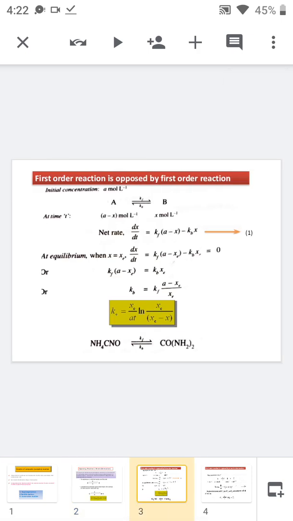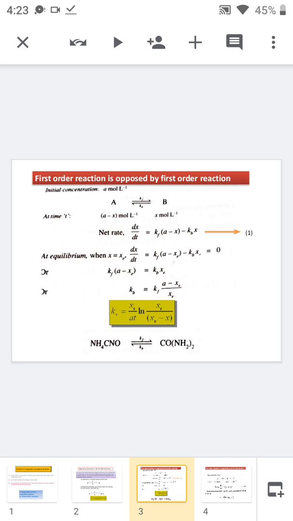First of all, we are moving into the integrated rate expression for the first order reaction which is opposed by a first order reaction. See the general reaction, A reversibly gives B, and here the rate constant for the forward reaction is Kf and the rate constant for the backward reaction is Kb. Let the concentration of A be a. After a time interval t, the concentration of A is reduced to a minus x and the product B formed is x.